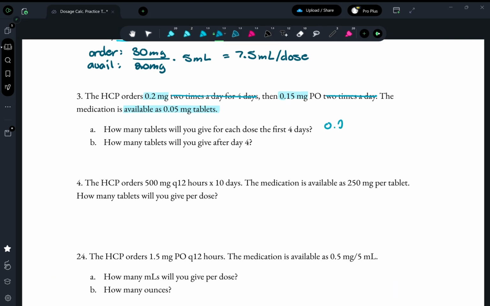So it's going to be 0.2 milligrams divided by 0.05 milligrams. And we know it's 0.05 milligrams per tablet. So honestly, you don't even have to do the quantity here. You can just do what you want by what you have. So 0.2 divided by 0.05 is going to be 4 tabs. So we can have 4 tabs per dose for the first 4 days. And then for day 5, you're just going to go 0.15 divided by 0.05, and you're going to get 3 tabs. And that's it.